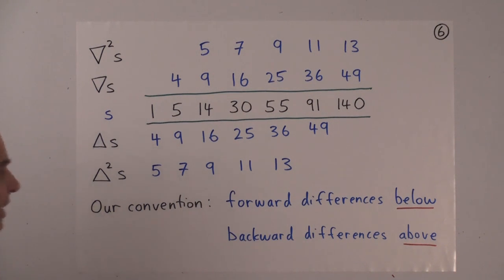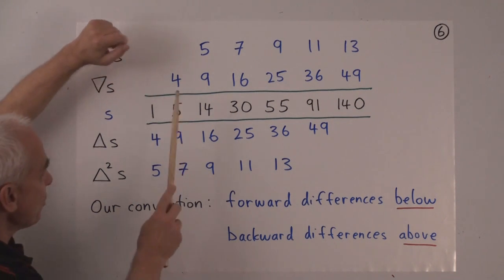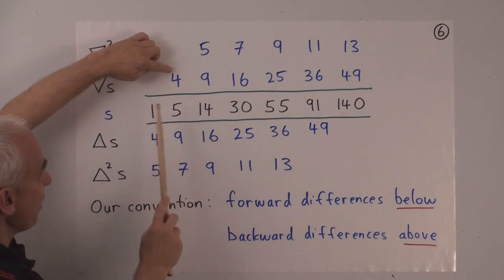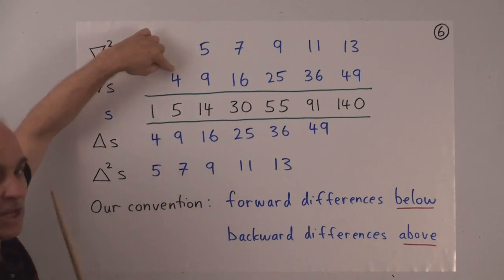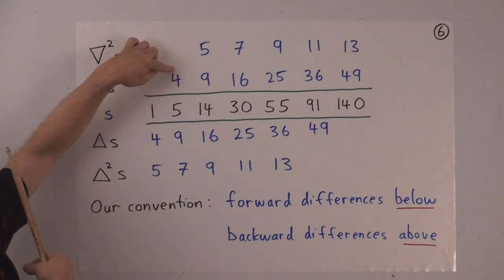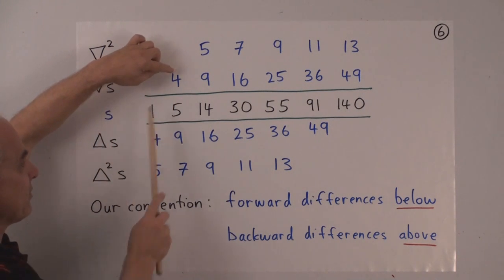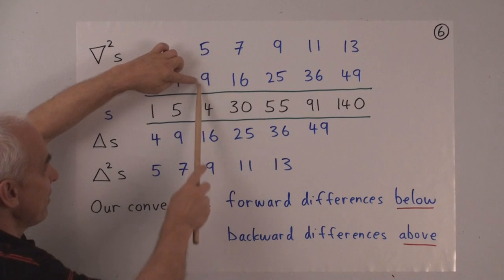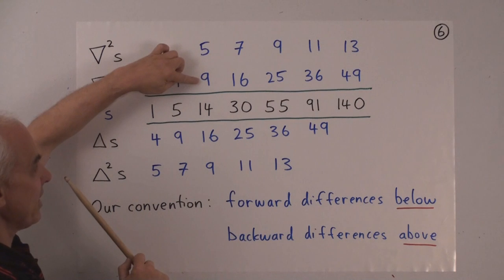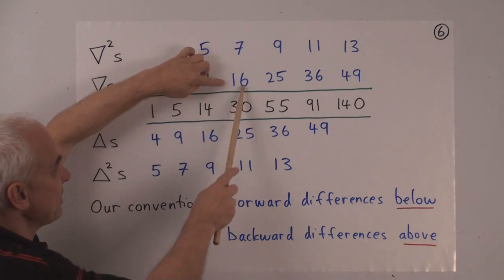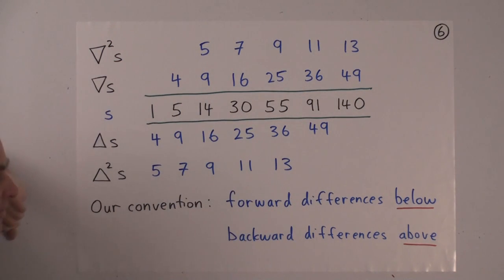Something else that we could do is we could look at backward differences. Okay, so what happens there? So there, at some point, say this one here, we're looking at the sequence at that point minus the sequence at the previous position. So 5 minus 1 is 4. That's why we put a 4 here. The backward difference at this point is the value here minus the previous value. That's 9. 30 minus 14 is 16, and so on.